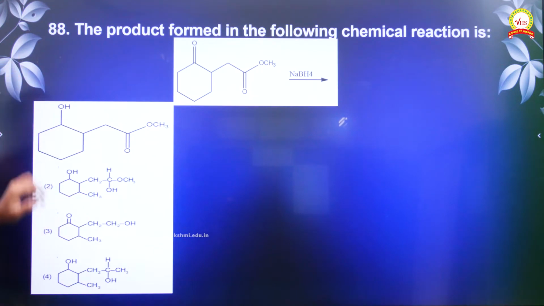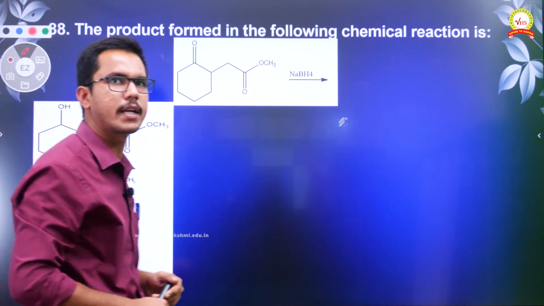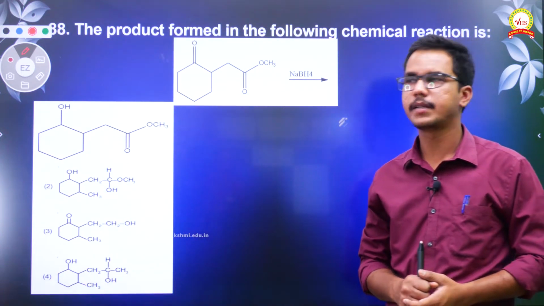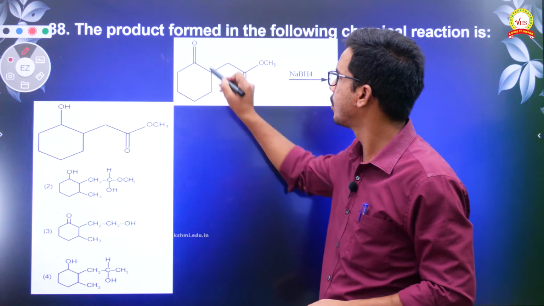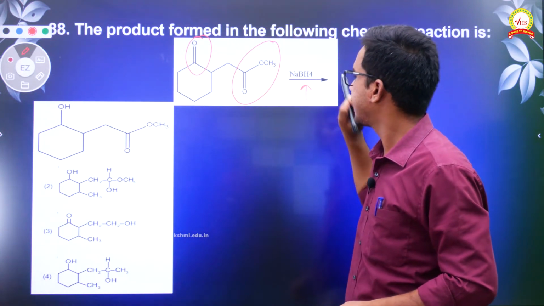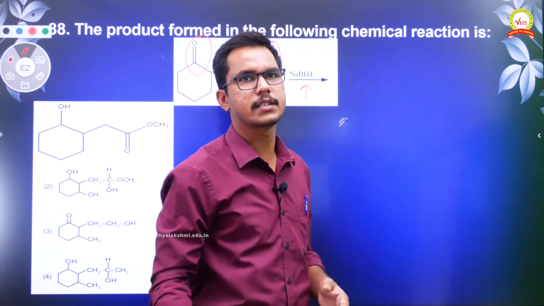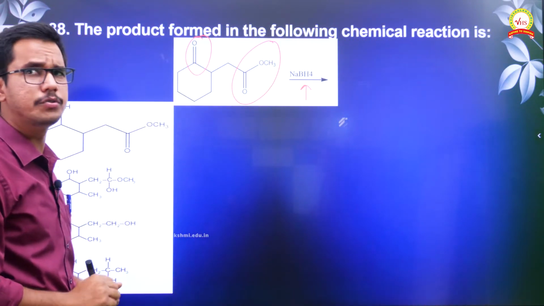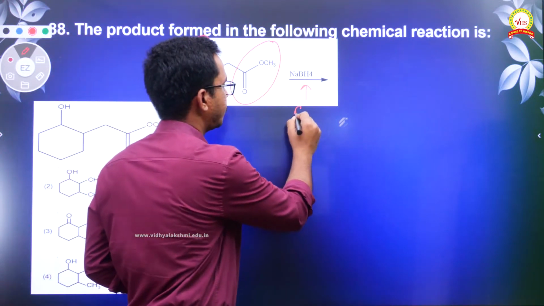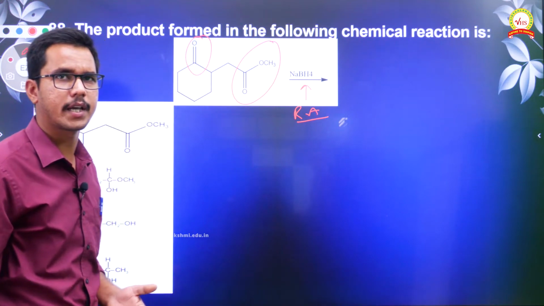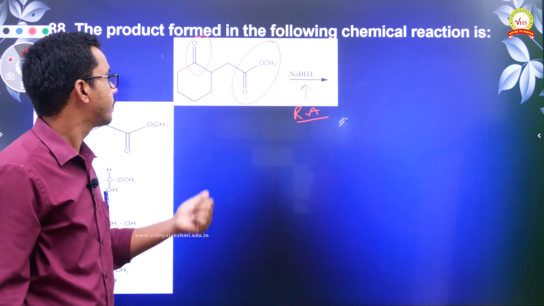Let us see another question here. The product formed in the following chemical reaction is what? The compound given has a ketone and also an ester, and there is a reagent. What kind of change is the reagent going to bring about? Let us see. This is a reducing agent. What is the role of a reducing agent? It reduces the compound.